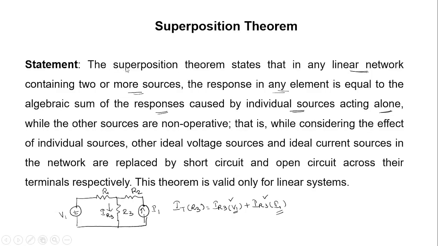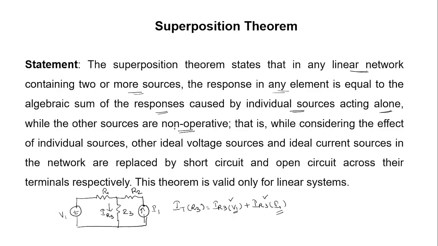So I repeat this. The superposition theorem states that in any linear network containing two or more sources, suppose we have one more source here. In that case, what we have to do? When V1 is acting alone, the other two sources should be made 0. So the response in any element is equal to the algebraic sum of the responses caused by the individual sources acting alone, while other sources are non-operative. So at a time, only one source has to be operative. The other two sources are to be made 0.